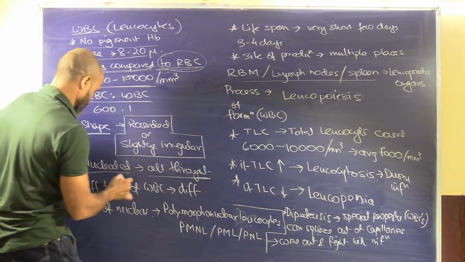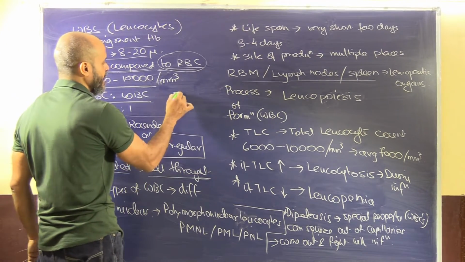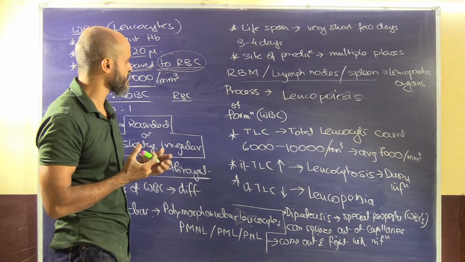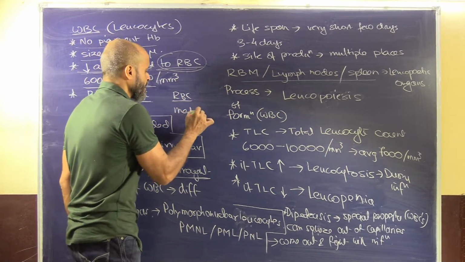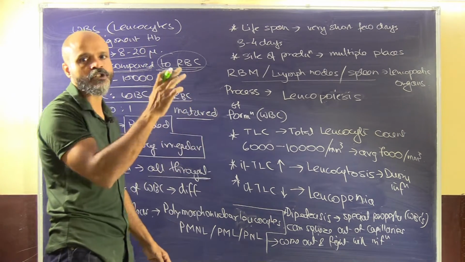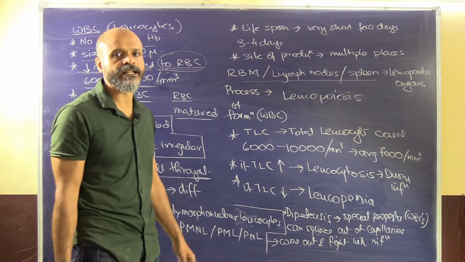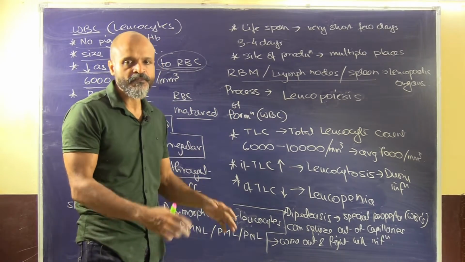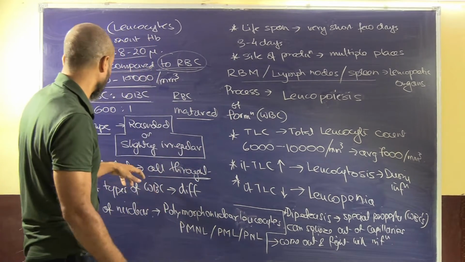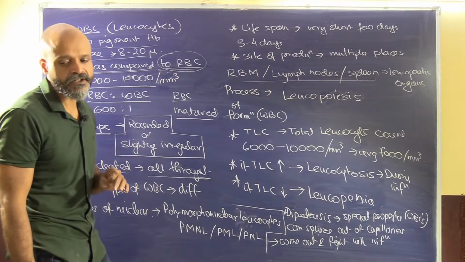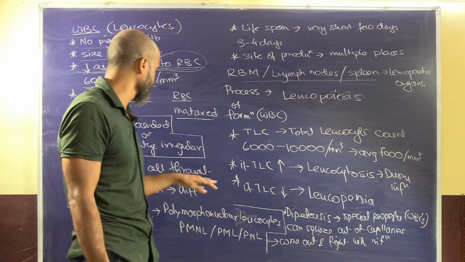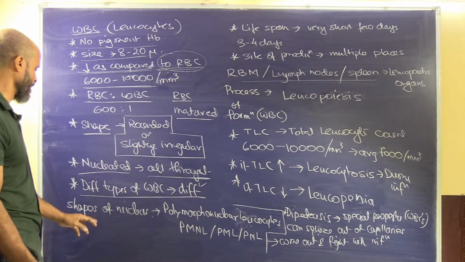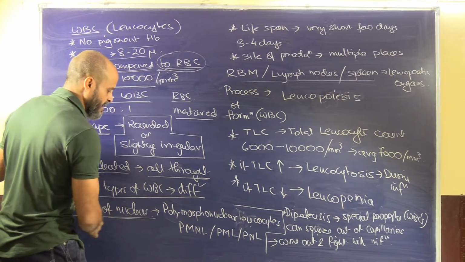They are nucleated all throughout their life. In RBCs we have seen that at the younger stage they have a nucleus, but when they are matured and fully functional they do not carry the nucleus, so as to accommodate more space for oxygen, so that they can carry the maximum amount of oxygen. Whereas in WBCs, all throughout their lives they are nucleated. We have different types of WBCs, with different shapes of the nucleus.